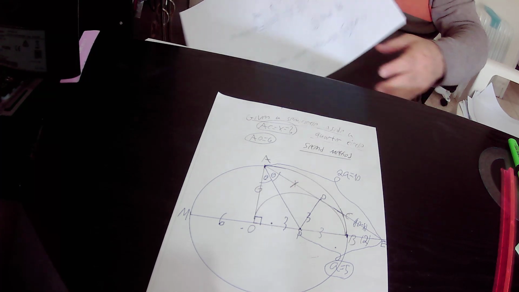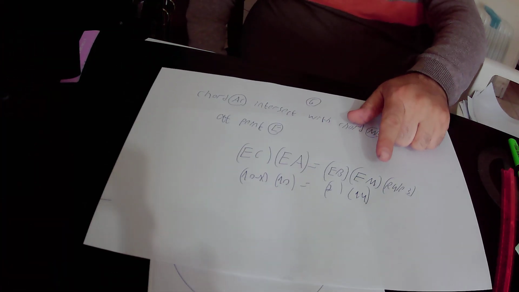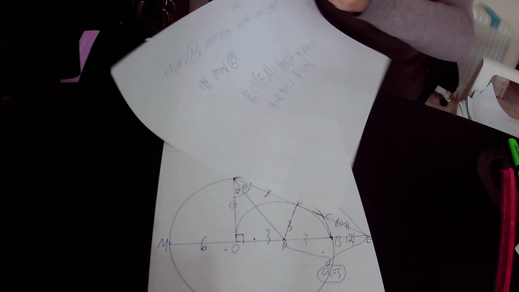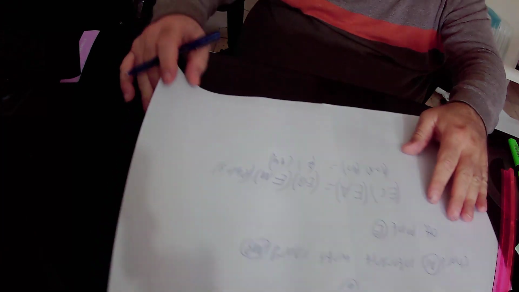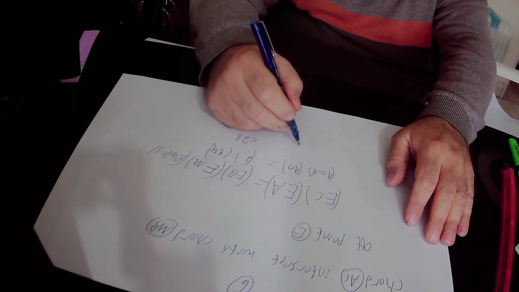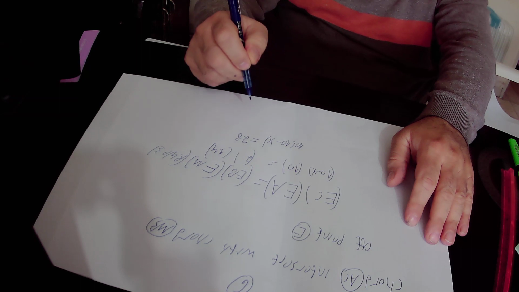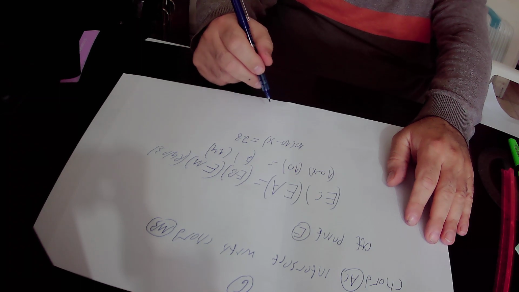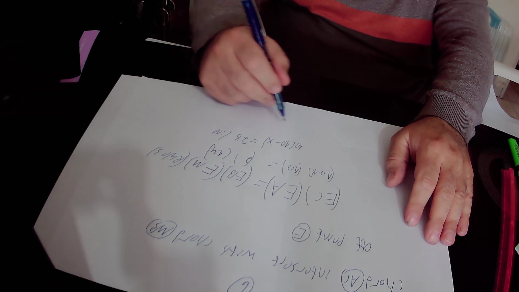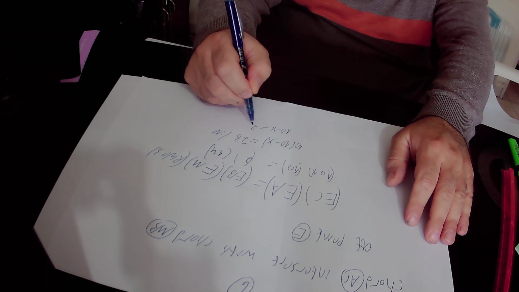So according to rule number 3, we found out that 10 minus X times 10 equals 2 times 14. 2 times 14 is 28, so I write it down: 28 equals 10 times 10 minus x. Here we divide this equation by 10, and we get that 10 minus x equals 28 over 10, which is 2.8.